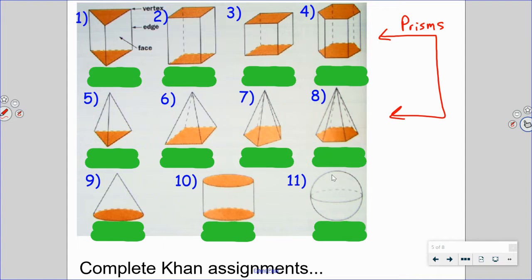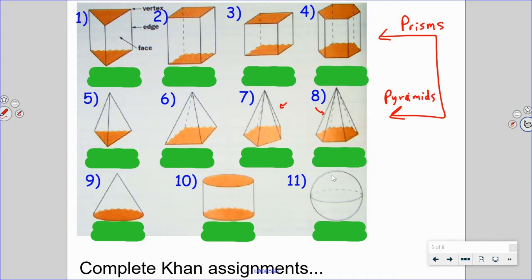On the other hand, the second row, numbers 5 through 8, they do also have edges, vertices, faces, but they only have one orange colored base each. Because they have one base and are then surrounded by a bunch of triangles, these of course would be called pyramids.